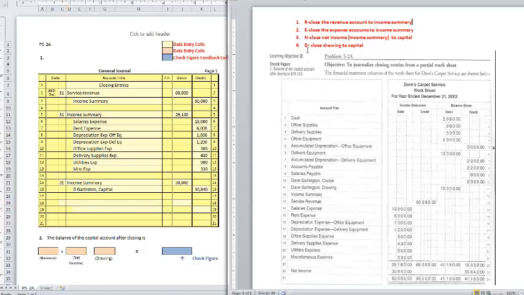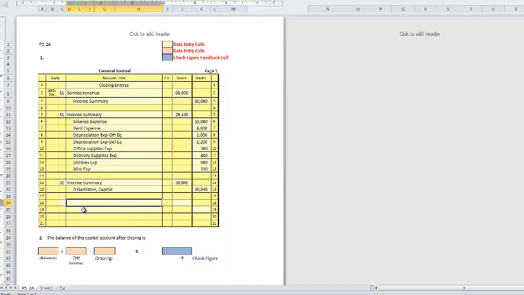All right, we have one last entry, and that's to close the drawing account. So we're going to have to jump over to the balance sheet and pick up the drawing balance. Drawing has a debit balance, so to close that, we're going to credit it. So on the 31st, we're going to debit Dave Garlington Capital for the amount of the drawing, which was $15,000, and then we're going to credit, not Dave Garlington Capital, Dave Garlington Drawing for $15,000. So all our temporary accounts are now closed.